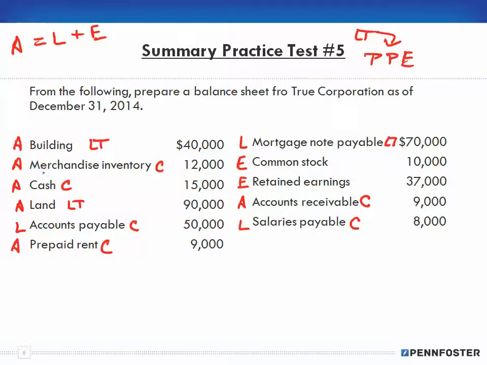once we've decided what category of account they are, an asset, liability, or equity, and in our secondary thought process whether they're current or long-term, now we can actually start creating our balance sheet, right? And in creating our balance sheet, we're going to need a heading, so we know it's for True Corporation, and we're going to label it as a balance sheet. And this is as of December 31st, 2014. All right, so let's come down here to a blank slide and start creating it.